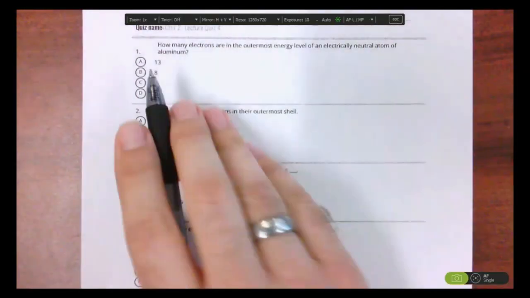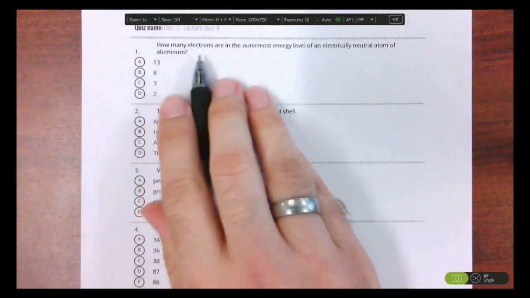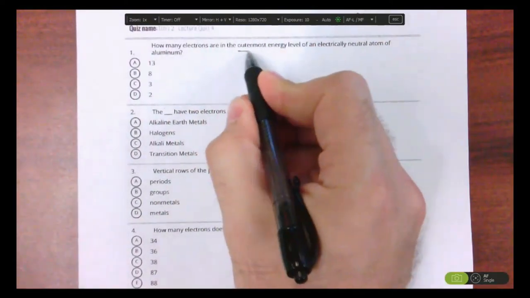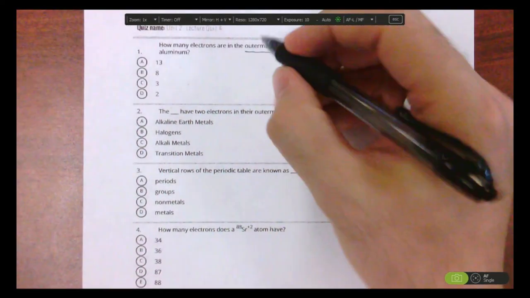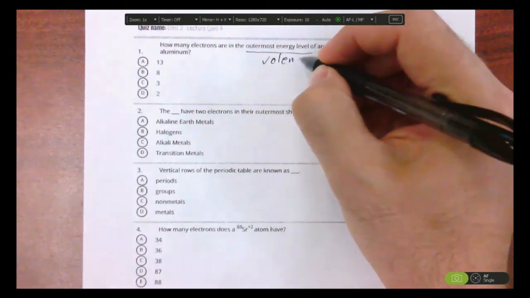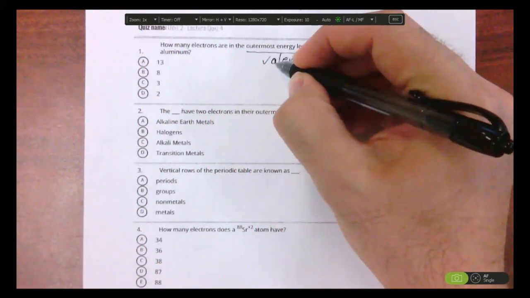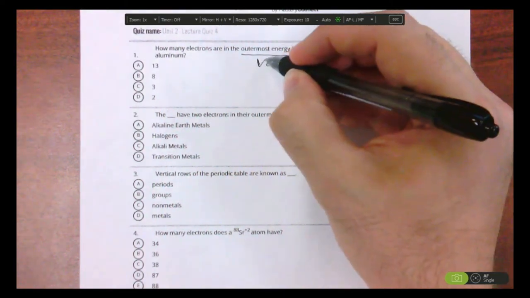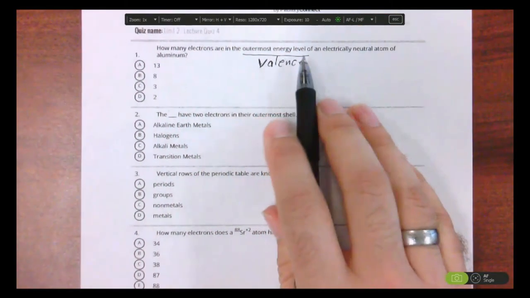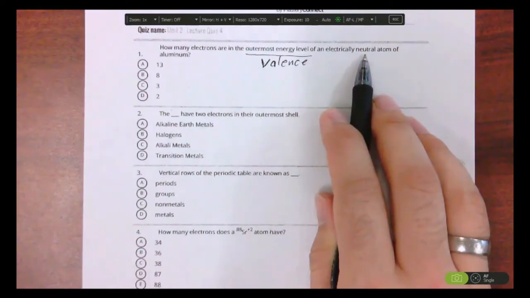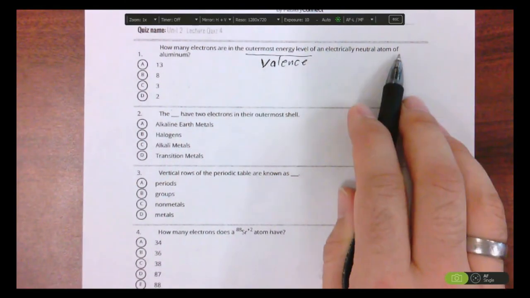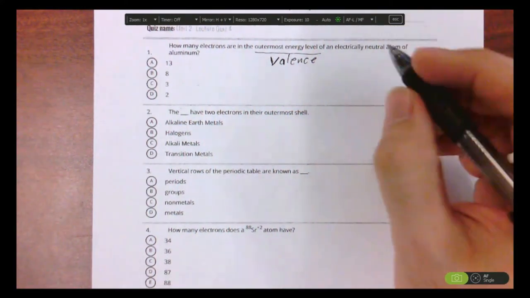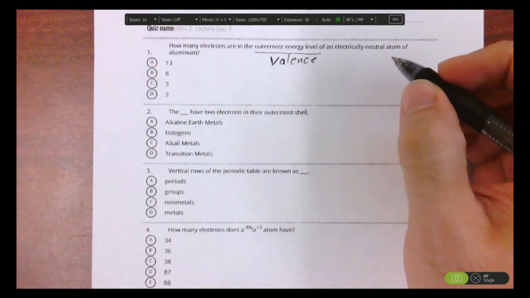All right, so right off the bat, number one says, how many electrons are in the outermost energy level, which means the valence electrons? Valence. Yes, that's an A. There we go, it's a little bit better. So we're talking about the valence electrons of an electrically neutral atom of aluminum. Okay? So how many valence electrons does it have, which is the outermost?